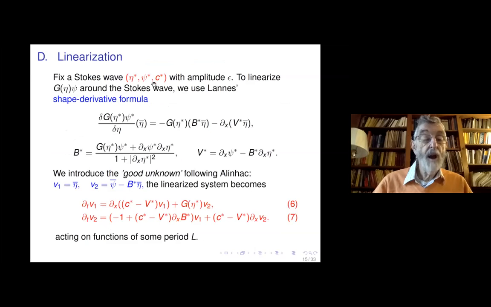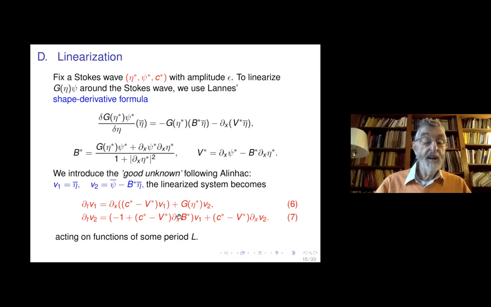So we linearize. I'm going to use star. That's the speed, it's just a constant, and these two functions also get a star. Every time I have a star, it means something depending entirely on the Stokes wave and not the perturbation. One thing that is a little tricky is linearizing the Dirichlet-Neumann operator of eta acting on psi. And so you have the shape derivative formula of Lannes. Also Alazard introduced something called the good unknown, which is this combination of the surface and the potential. This particular combination, where B star is this thing. You see, B star and the others only depend on the Stokes wave. That's why I put a star on them. And so now you get this.